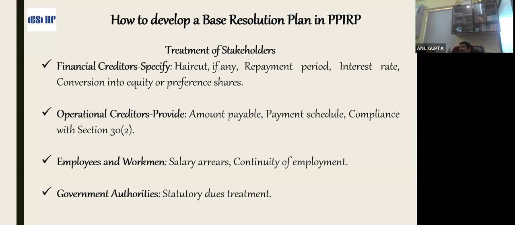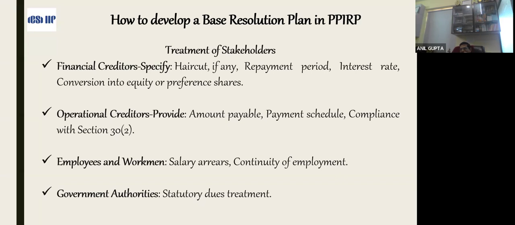And operational creditors: provide how much amount you are going to pay to the creditors who supplied raw material. Some of them are telling you that you have not paid for the last 1 year. Whether you are going to pay, or pay a lesser amount, or any discounts offered by them, all these things. Payment schedule: when you are going to pay, whether within 6 months or 3 months, after approval of the base resolution plan, compliance with section 32, like that.